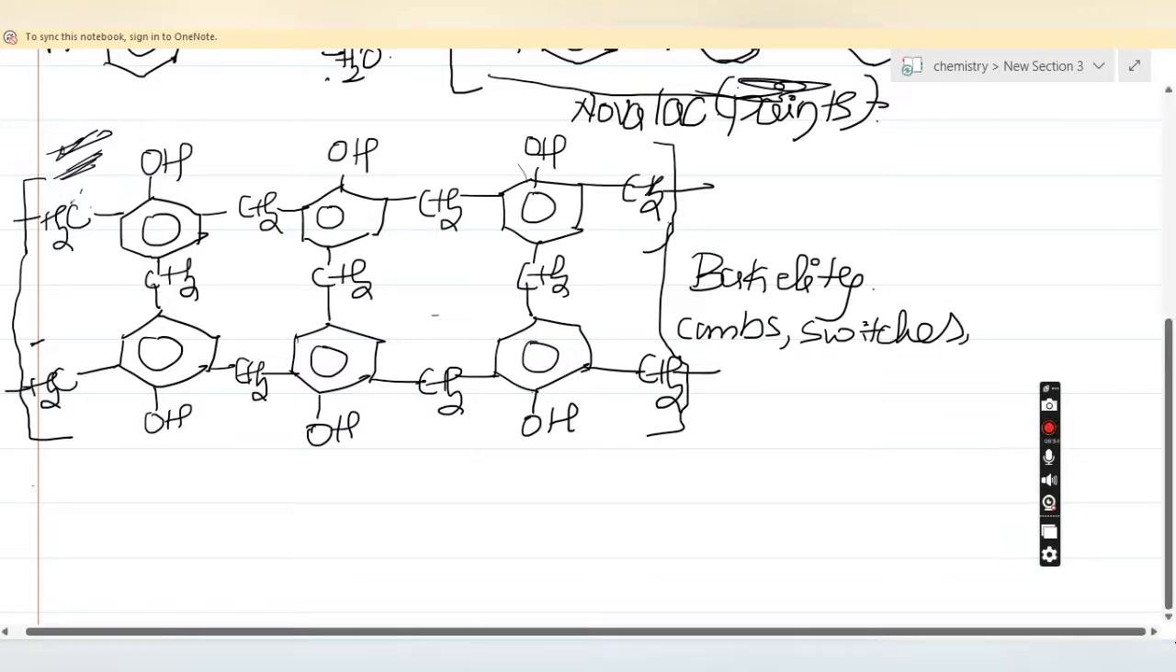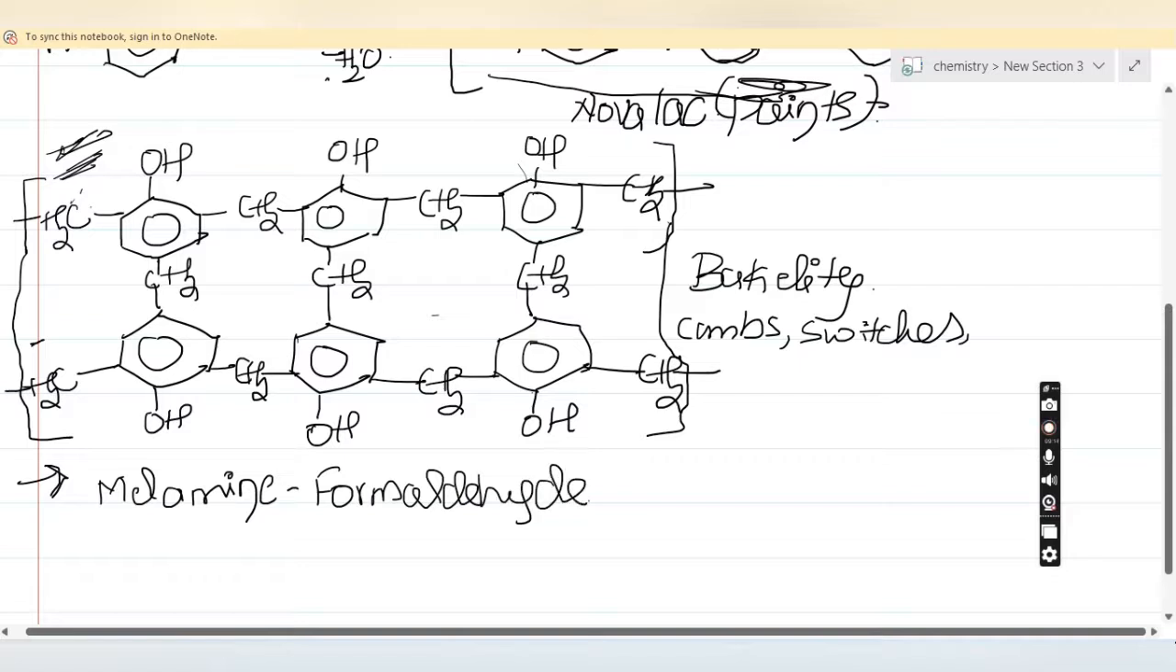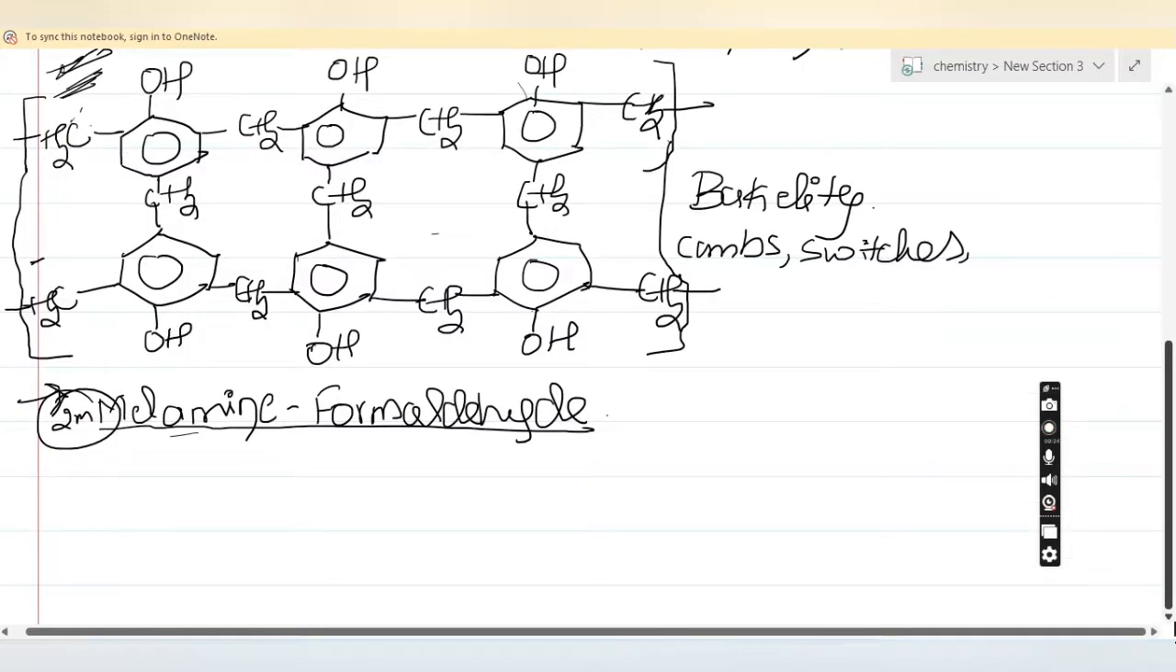So after this we are going to the next polymer in the same content, that is melamine formaldehyde polymer. We are discussing melamine and formaldehyde polymer. This is a different type of polymer again, melamine formaldehyde polymer. So this is also another important 2-mark question that can be asked. So how is this prepared?